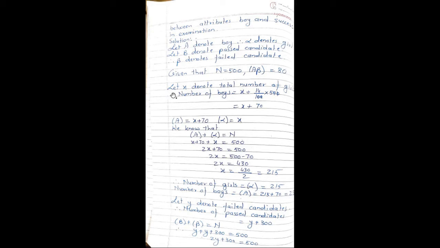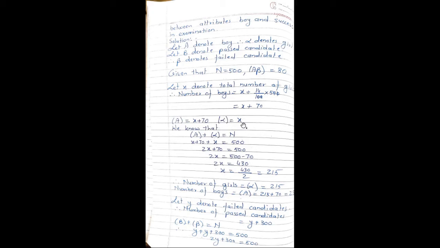So let x denote total number of girls. They have given that boys outnumbered girls by 14% of all candidates. So number of boys can be calculated as x plus 14% of 500. So that is nothing but 70. So number of boys is equal to x plus 70. So we can call this A because we have taken A as boy. So frequency of class A is written as x plus 70.